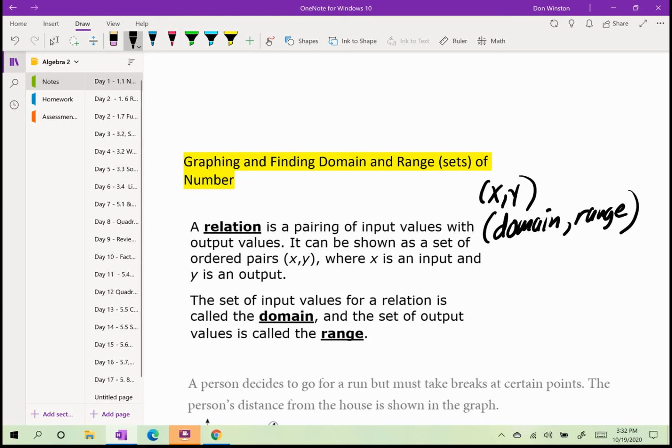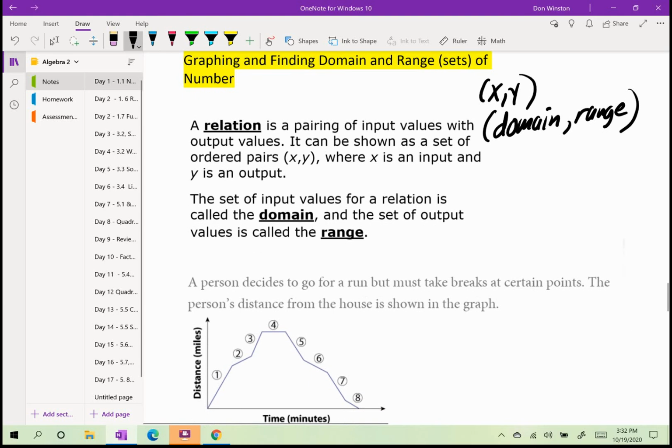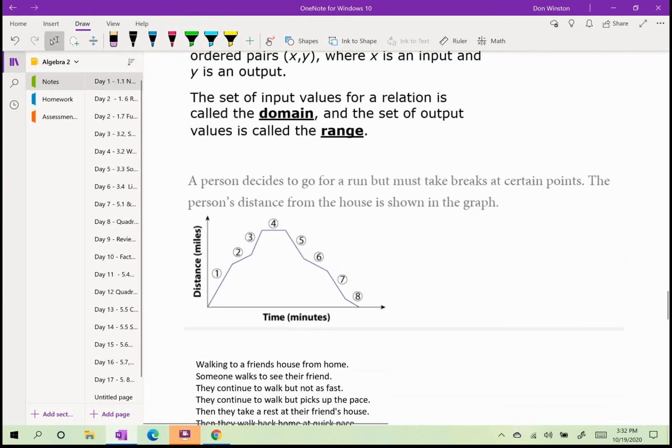Okay, so domain and range, x and y. So let's take a look at these graphs here, and we'll try and find the domain and range of these graphs. So here, a person decides to go for a run, but must take breaks at certain points. The person's distance from the house is shown in the graph. Now, they don't give us how long the person ran and how far they ran, but we'll just assume that they ran a total of 60 minutes.